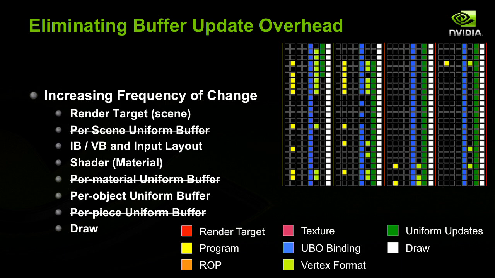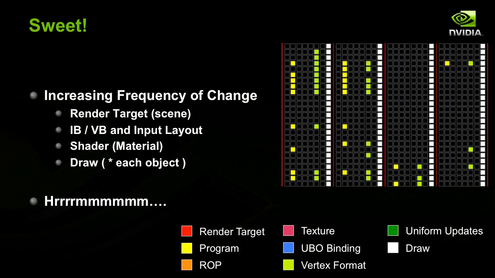we've eliminated our buffer update overhead. This is where we were looking at before. We had all these buffer binds, sorry, for UBOs in blue. We had all these uniform updates in dark green. And when we apply our new technique, we're talking to the API a lot less. And all of these sequential calls that are just white all by themselves are pretty cheap. They're only paying for just that tiny constant cost.